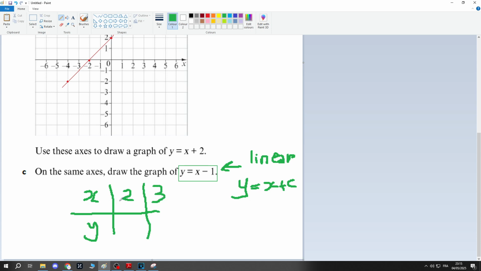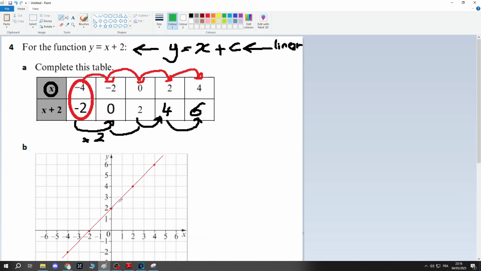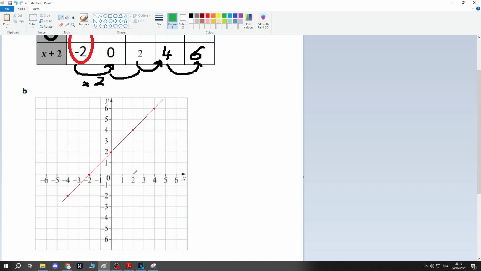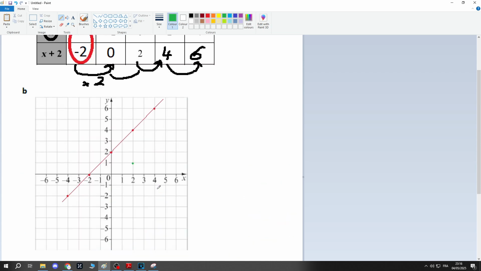When x is 2, we just replace the x by 2, y is 1. And when x is 3, we just take off 1 from that, that's 2. We plot our points. When x is 2, y is 1. Let's look for that. When x is 2, y is 1. Done. And when x is 3, y is 2. And it's right over here.